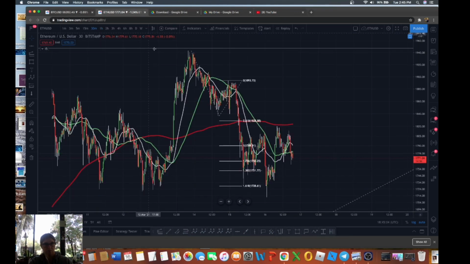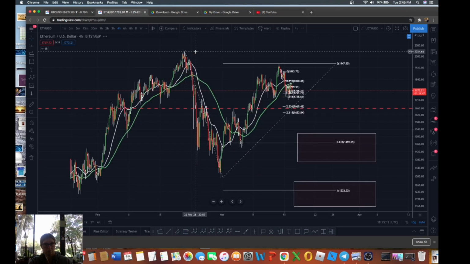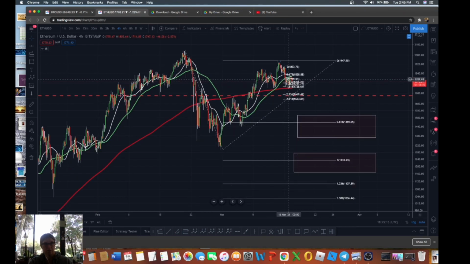ETH has a little bit different correction. Let's go up higher here. ETH did not break the top of the A. So we have a 3-wave move, a 3-wave move, if this is the end of the move up. And then we have what looks like an ABC, but we'll get into that when I get down to the lower time frame.